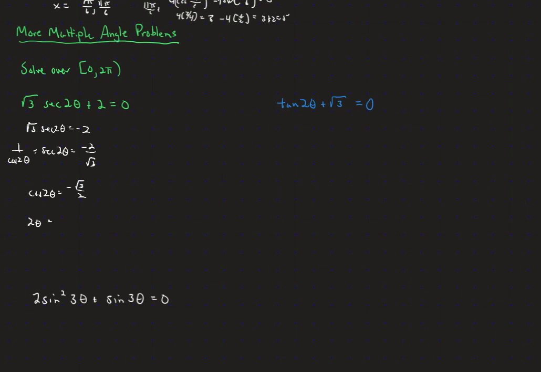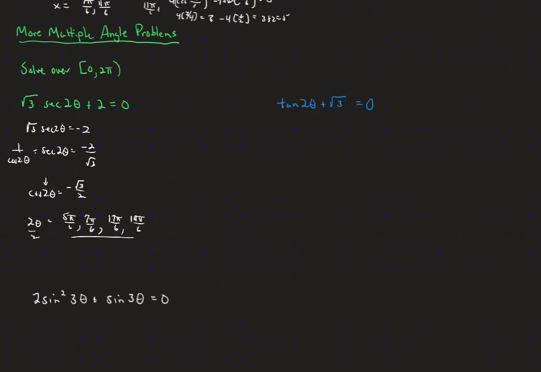Cosine will be negative in quadrants 2 and 3. So that's going to be a 5 pi over 6 and a 7 pi over 6. Now that would take us one time around the circle, but we're going to have to go twice around because of that 2 theta. So I'm going to add 2 pi to the 5 pi over 6. 2 pi is 12/6, so that's going to be 17 pi over 6. I'm going to add 2 pi or 12/6 to the 7 pi over 6 to get 19 pi over 6.